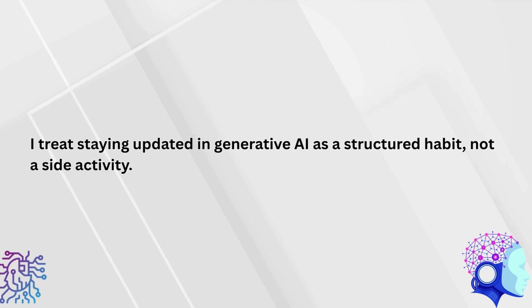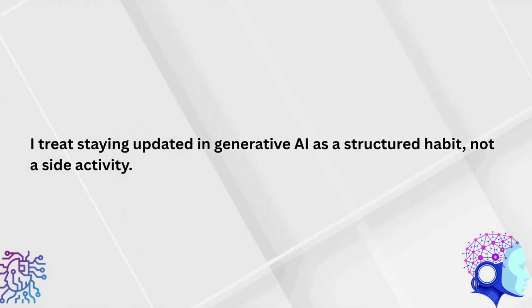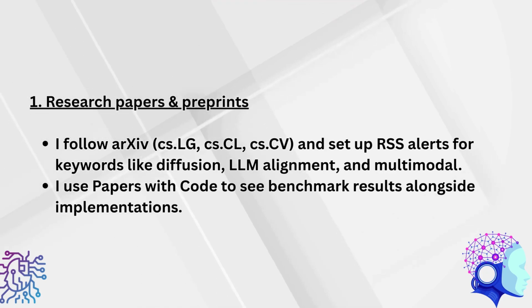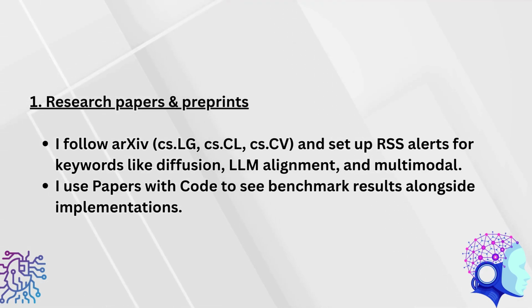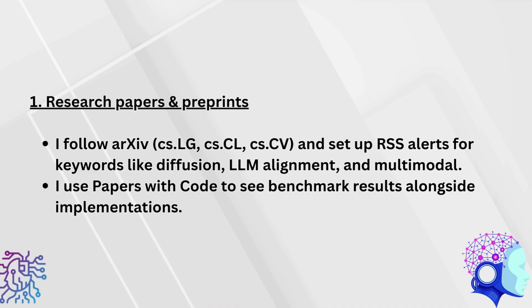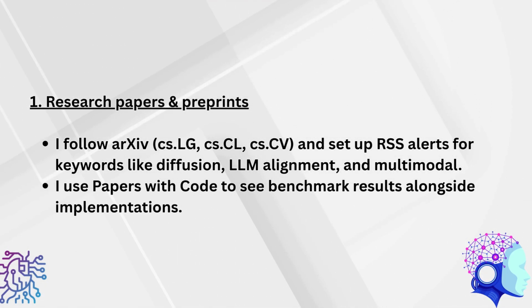How do you stay updated with the latest research in generative AI? I treat staying updated in generative AI as a structured habit, not a side activity. 1. Research papers and preprints: I follow arXiv cs.LG, cs.CL, cs.CV, and set up RSS alerts for keywords like diffusion, LLM alignment, and multimodal. I use Papers with Code to see benchmark results alongside implementations.